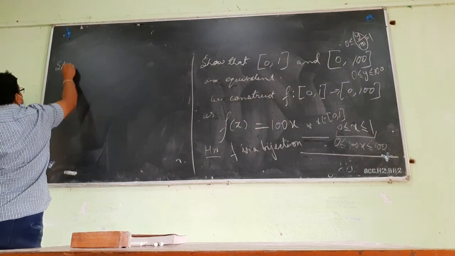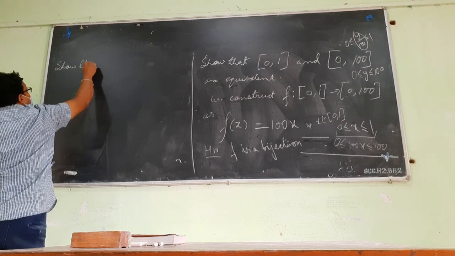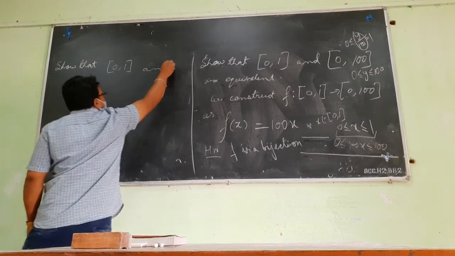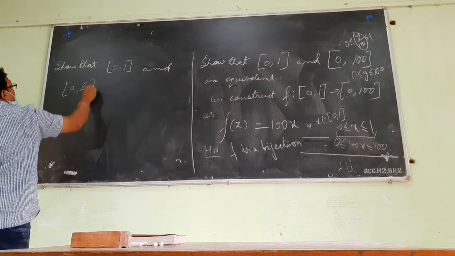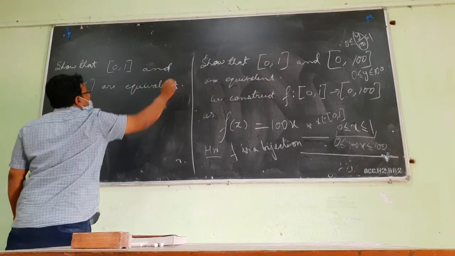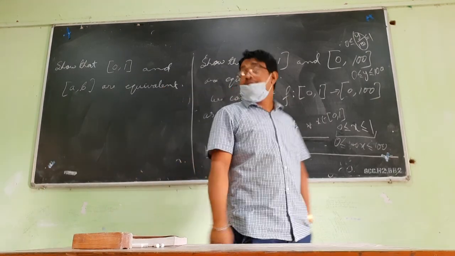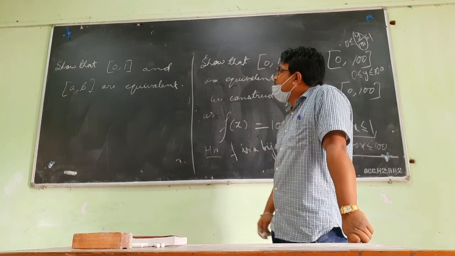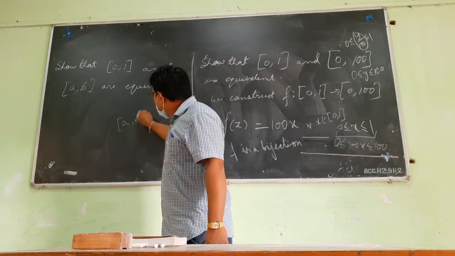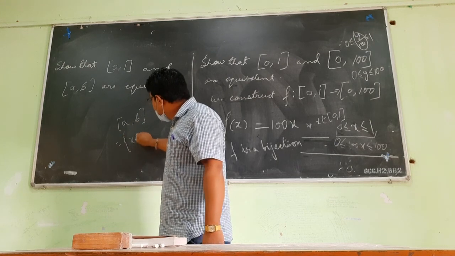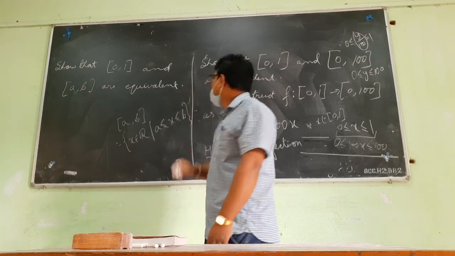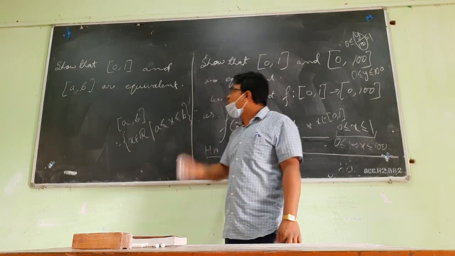Show that 0, 1 and AB are equivalent. So 0, 1 is equivalent to any given closed interval. Okay, all of you understand interval, no? What is an interval? Closed interval AB is the set of all those real numbers which lie between A and B, including A and B. Because it is a closed interval, A and B are included.